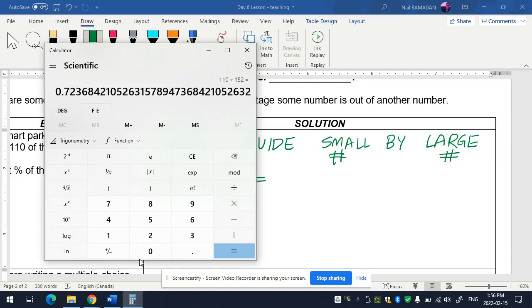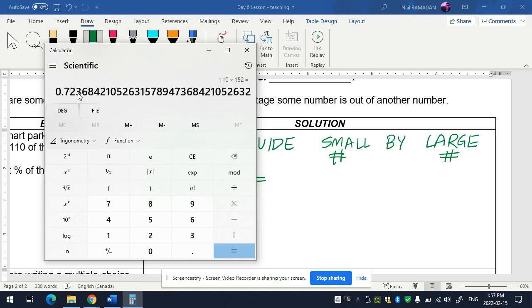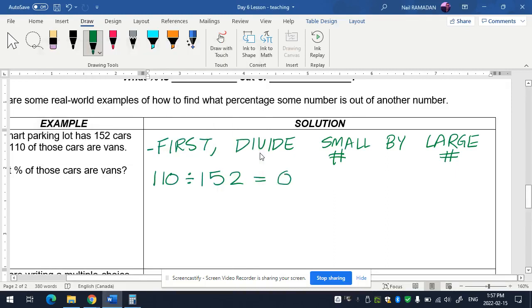Now, how many numbers could you keep? Sadly, I didn't tell you. Nowhere in the question does it tell you to cut it at 2 or at 3. So let's say for today, we cut at 2. If you cut it right here, would the 3 change things? Nope, it doesn't. So we're going to say 0.72.